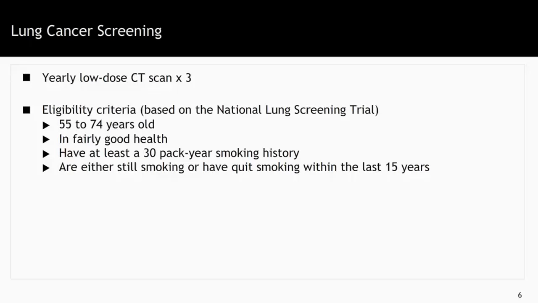If a man or woman meets those criteria, it was noted that they could be screened with a CAT scan yearly for 3 years in a row to look for early lung cancers, and that this could actually detect lung cancers and remove them before they became lethal. So this is the recommended lung cancer screening, but only if you have these characteristics. We do not know how to screen for lung cancer in other populations or for people that potentially have less of a pack-year smoking history.